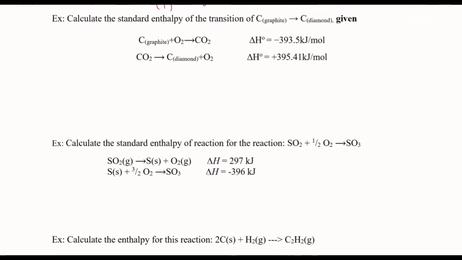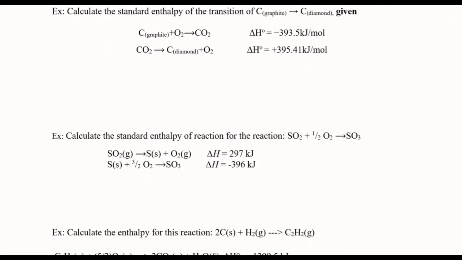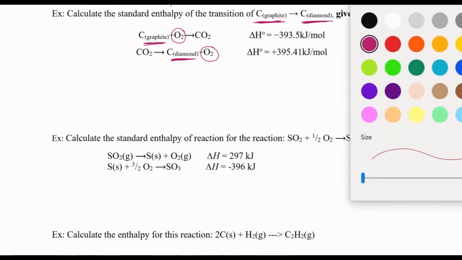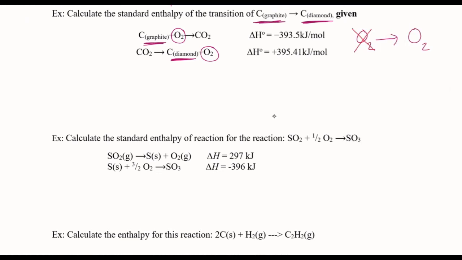So let's look at some of these examples. This will ask you to calculate what the standard enthalpy is for graphite when it becomes a diamond. So this original equation is our goal. That's what we're going to be trying to get to. When we look at the bottom equations, graphite is on the left and diamonds are on the right. We also can see we have oxygens on the left and the right. So what that does is it looks like this. If you have the same thing on both sides, that means that they can cancel.